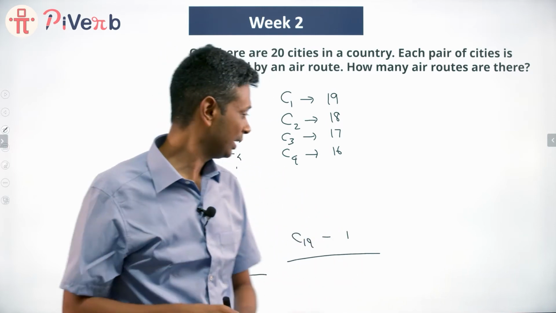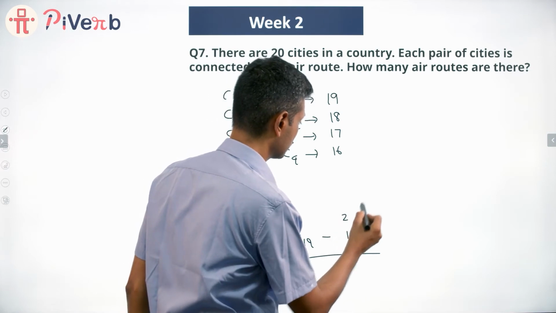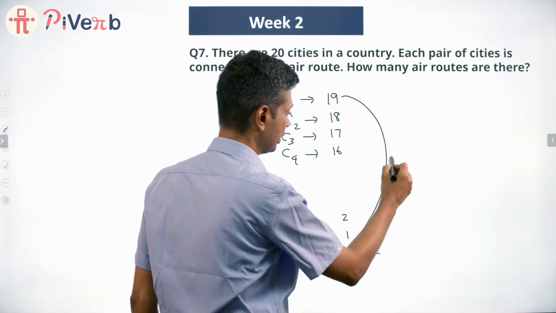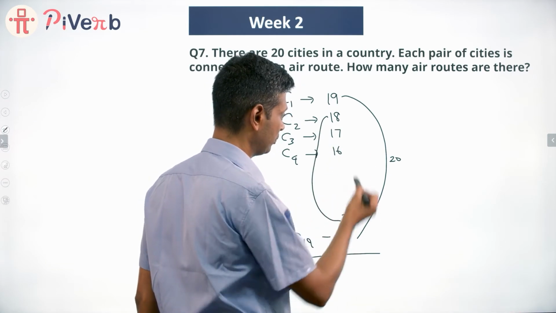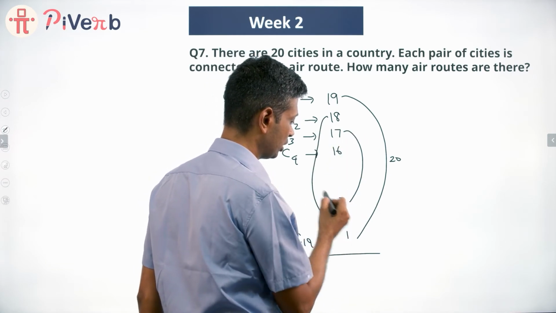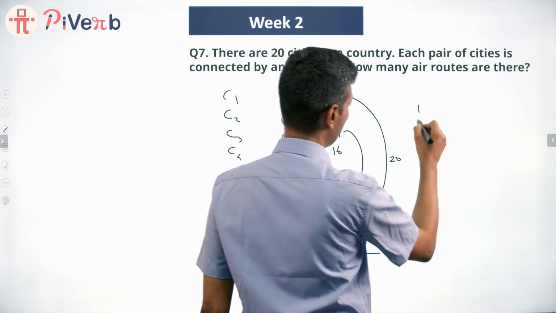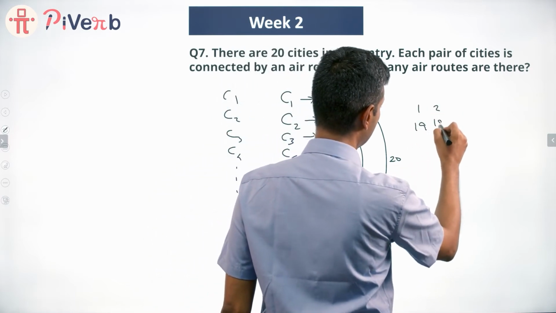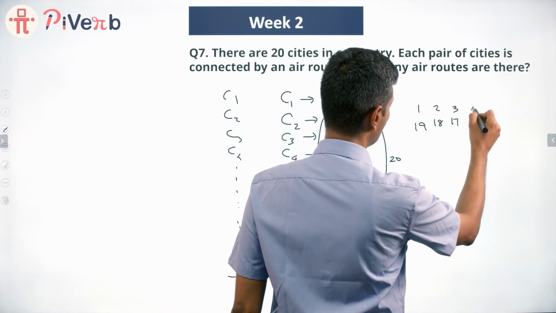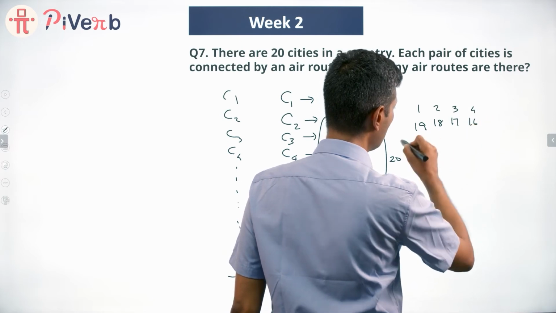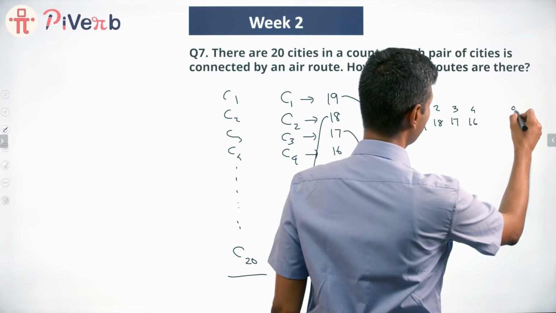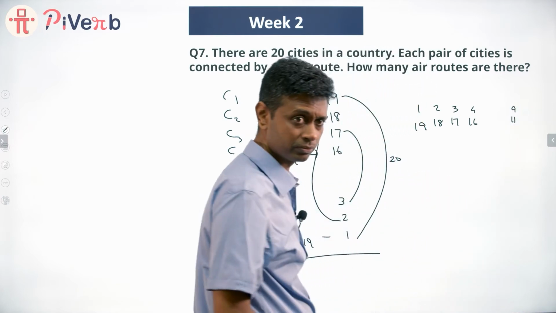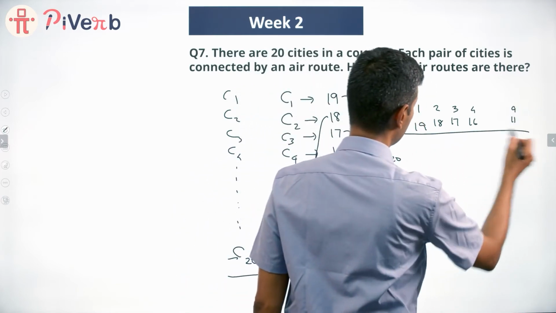So what do I do? I take 1. I combine it with 19. I get 20. I take 18 and 2. That's 20. 17 and 3. That is 20. So 1 and 19, 2 and 18, 3 and 17, 4 and 16, all of these add up to 20. All the way till what? 9 and 11. 9 plus 11 is 20. So this is 20, 20, 20.